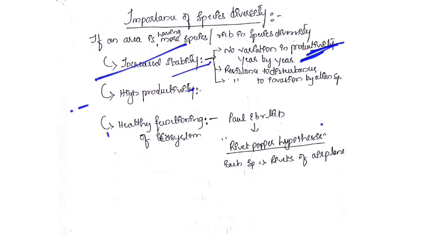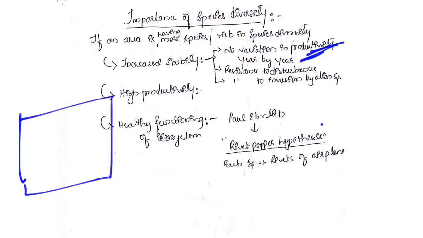Suppose you take a habitat. We have already studied what productivity is. It is the total amount of energy present within each trophic level. There are two types of productivity: primary productivity and secondary productivity. Primary productivity is among the producers level. Secondary productivity is among the consumers level. Primary productivity is of two types: gross primary and net primary productivity.